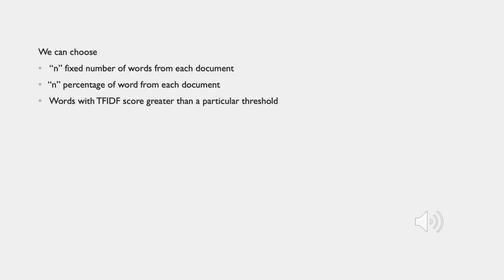We can choose how many of the words we want to use by choosing any of the options mentioned. We can choose a fixed amount of words or a fixed percentage of words from each document, or we can even set a threshold of TF-IDF score so that all the words that satisfy that threshold would be considered.